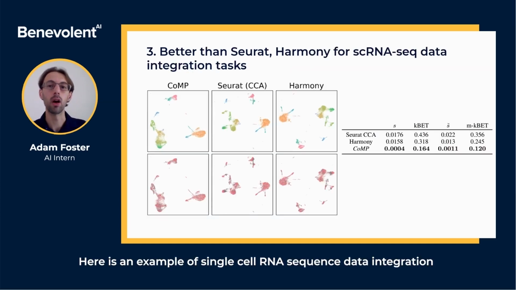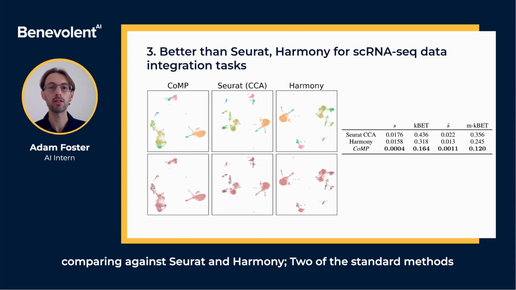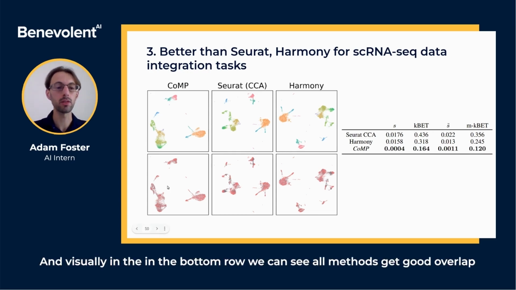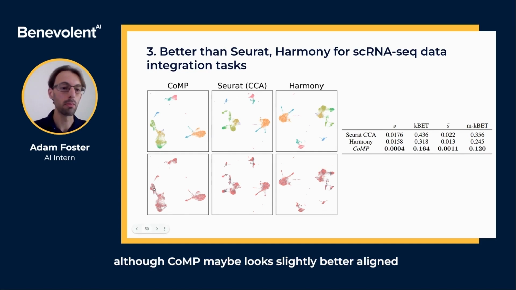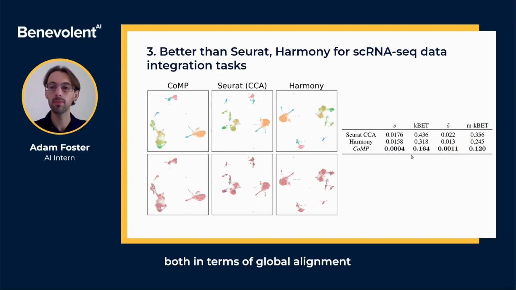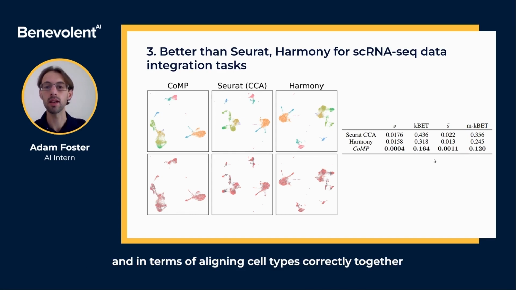Here is an example of single-cell RNA sequence data integration comparing against Seurat and Harmony, 2 of the standard methods. And visually, in the bottom row, we can see all methods get good overlap, although comp maybe looks slightly better aligned. And the metrics confirm that comp is the best, both in terms of global alignment and in terms of aligning cell types correctly together.